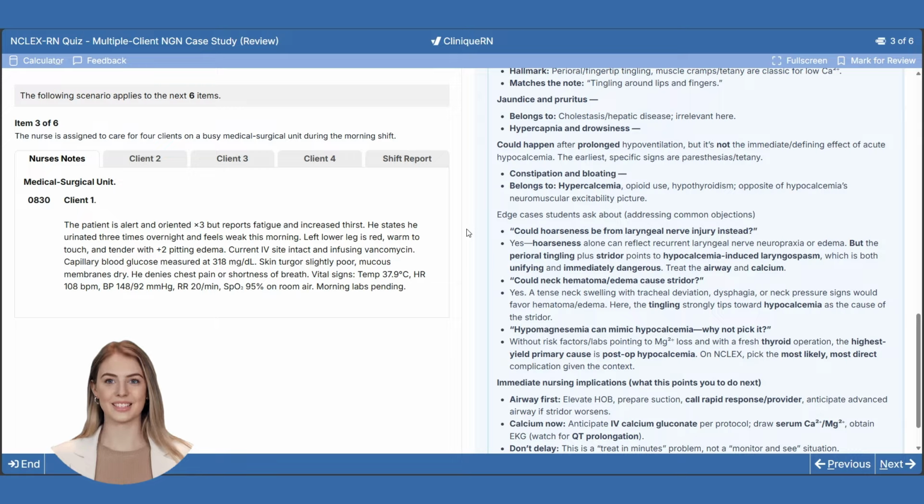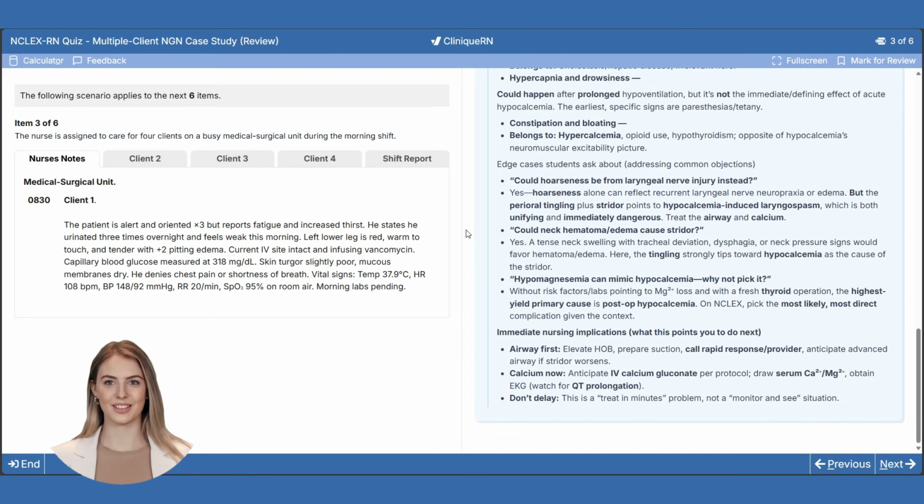Could neck hematoma or edema cause stridor? Yes. A tense neck swelling with tracheal deviation, dysphagia, or neck pressure signs would favor hematoma or edema. Here, the tingling strongly tips toward hypocalcemia as the cause of the stridor. Hypomagnesemia can mimic hypocalcemia. Why not pick it? Without risk factors or labs pointing to magnesium ion loss, and with a fresh thyroid operation, the highest-yield primary cause is post-op hypocalcemia. On the NCLEX, pick the most likely, most direct complication given the context.